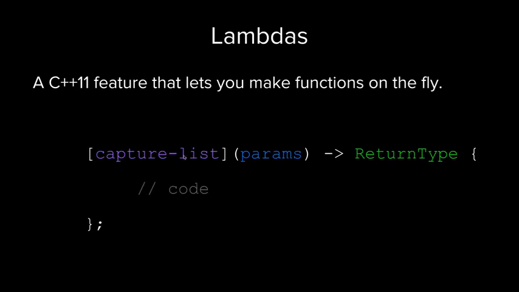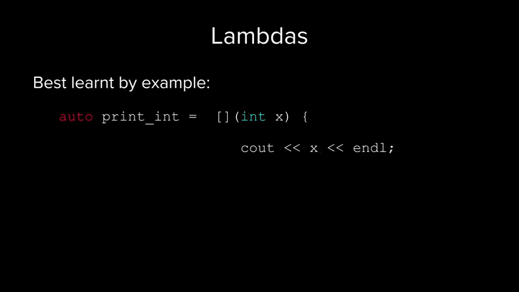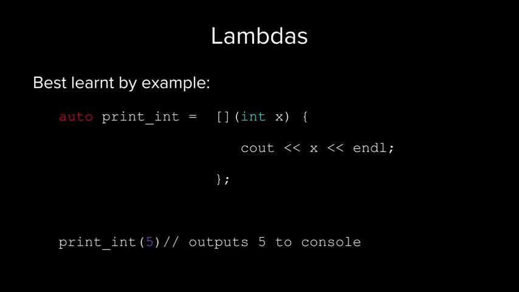Forget what the capture list is for this class, but you have the parameters of the function, an arrow, and then the return type, and then you just write the function like you normally would. So as an example, you have a print int function that, forget the capture list, takes an integer parameter. It has return type void, so you can leave the return type out. It couts x endl and then terminates that function. And so you've stored that function in a variable, and then you can call it like a normal function. You can do this inside another function, so it's really cool.